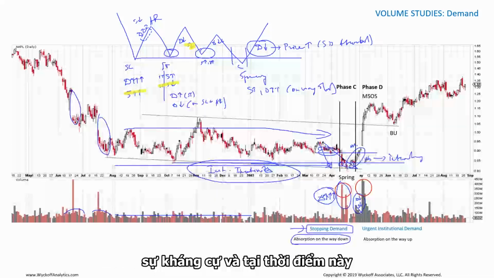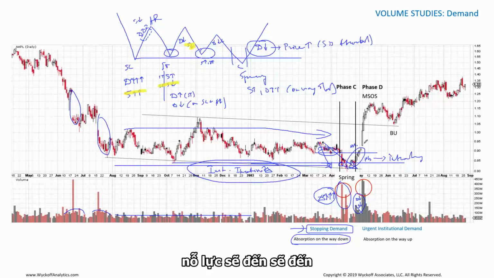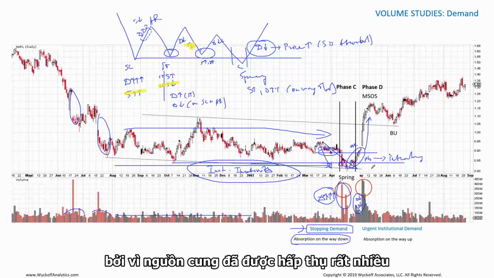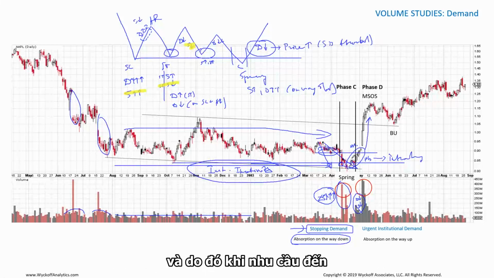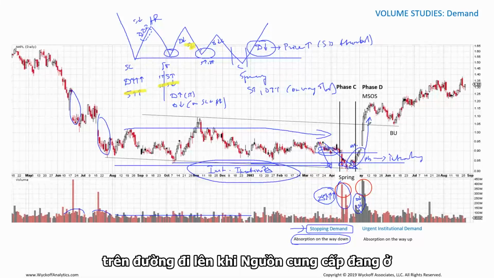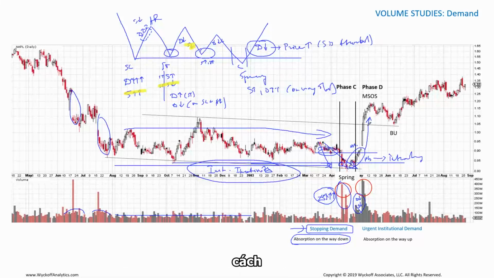And at this point, we could be expecting, if the effort is going to come, is going to produce such a huge momentum. Why? Well, because supply has been absorbed so much. And therefore, when demand comes in like this, on the way up, when supply is in strong hands, there is nothing stopping the price from moving in such a quick way.